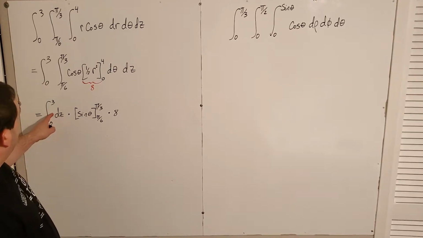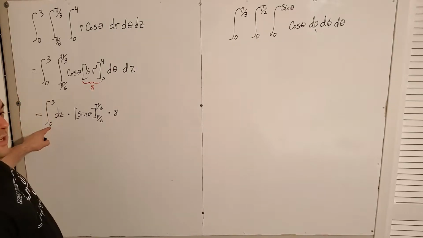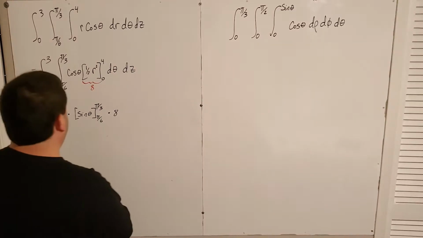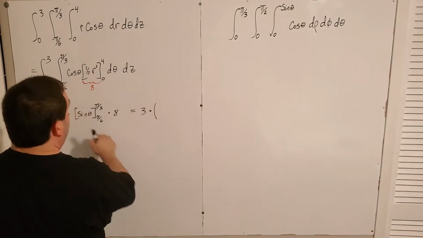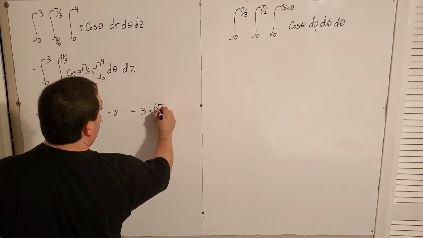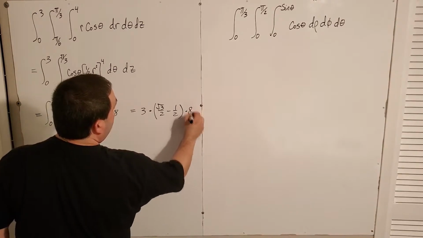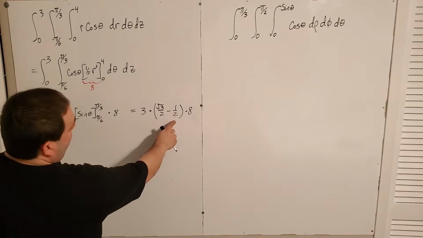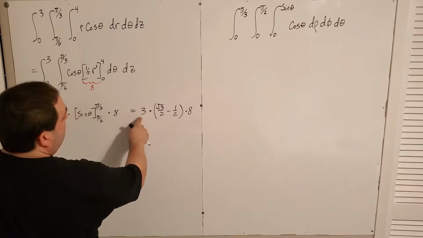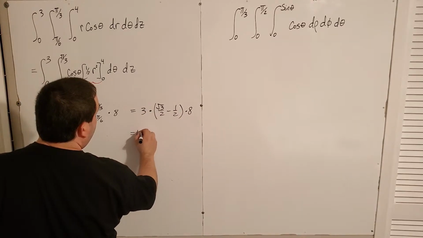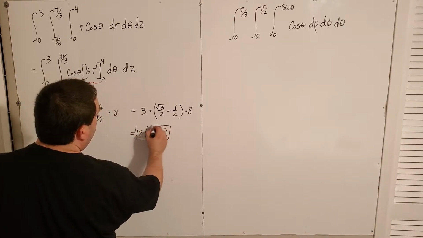And then I need to do this antiderivative dz, right? It's just z. So 3 minus 0, basically, which is just going to give me 3. So I've got 3 times, and then I've got square root of 3 over 2 minus 1/2, and then times 8 right here. It'll help us out if we can factor a 1/2 out. Times that 8 will give me a 4, times that 3 will give me a total of 12. And I've got square root of 3 minus 1 there. Right?